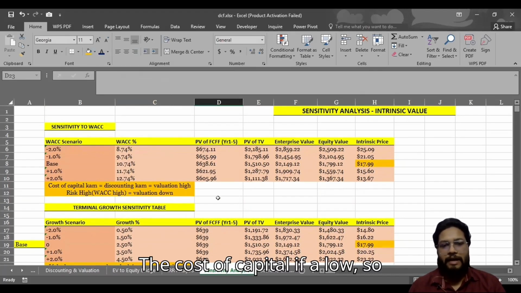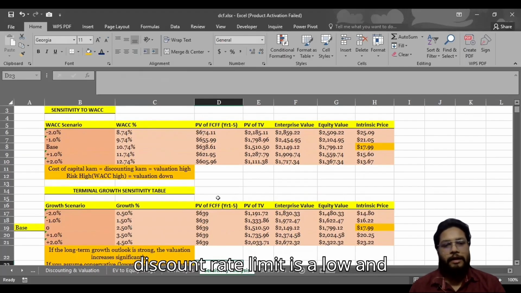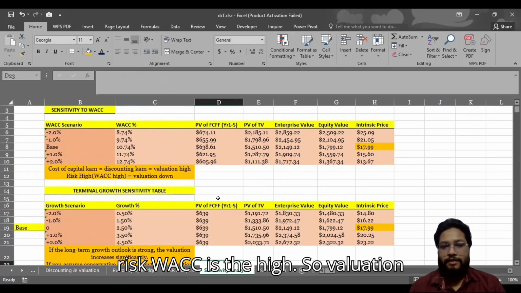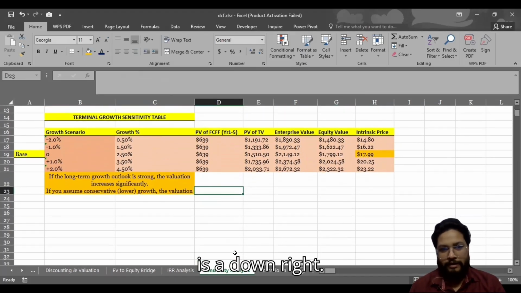So when the cost of capital is low, the discount rate is low, and valuation is high. And with high risk, WACC is high, so valuation goes down, right?